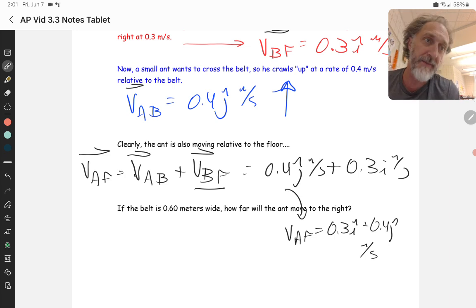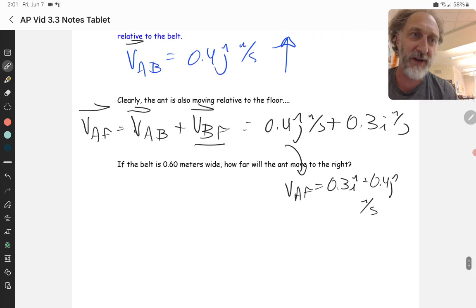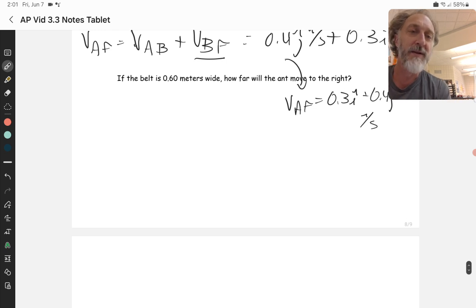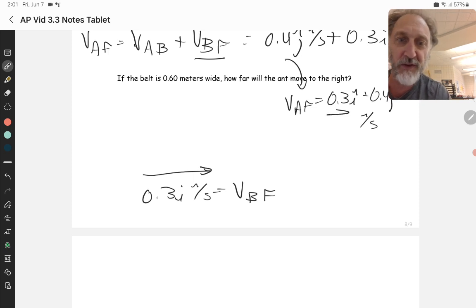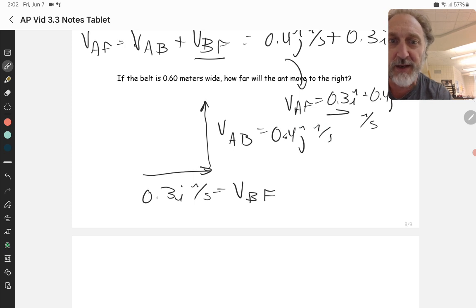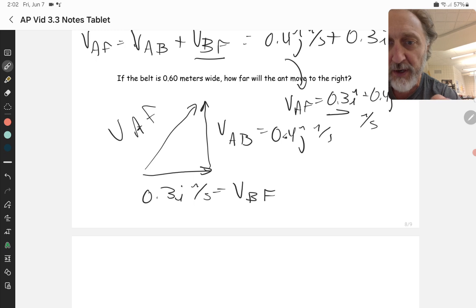And technically we're done. But we should dig in and figure out what's really going on here. So here's the deal. 0.3 i meters a second, well, that's the velocity of the belt relative to the floor. So that's this. Now this is head to tail with the velocity of the ant relative to the belt, that's 0.4 j meters a second. So here is the velocity of the ant relative to the floor.